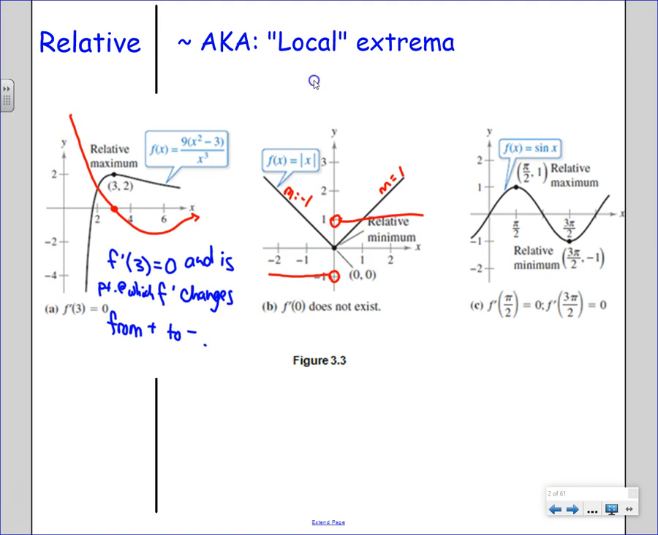Now, pause. But isn't this still a relative minimum? Yep. So what does that remind us? Not only can the first derivative equal 0 and have a relative extrema where the function changes from increasing to decreasing, the derivative changing from positive to negative or vice versa, but you can also have a relative extrema when f prime of 0 does not exist.